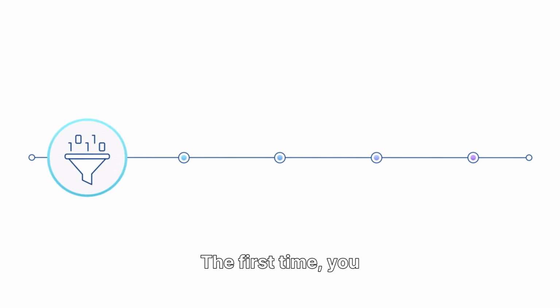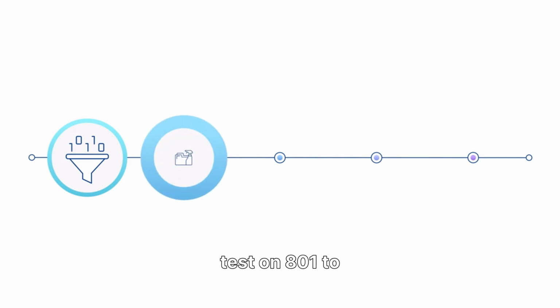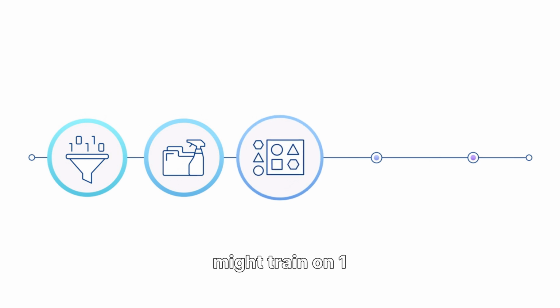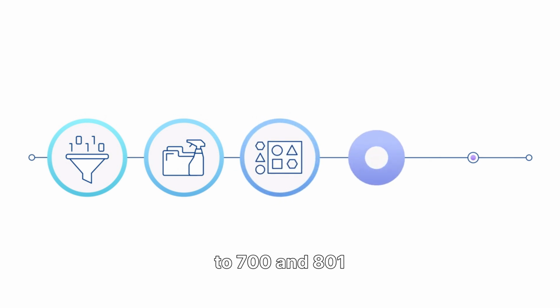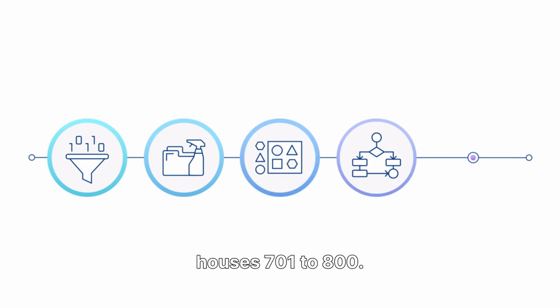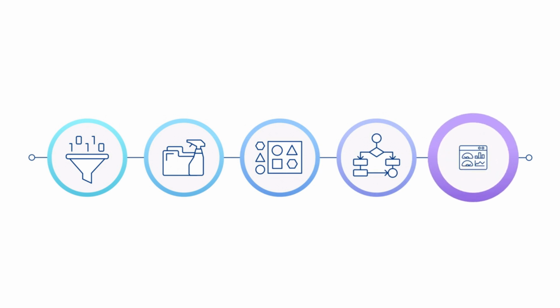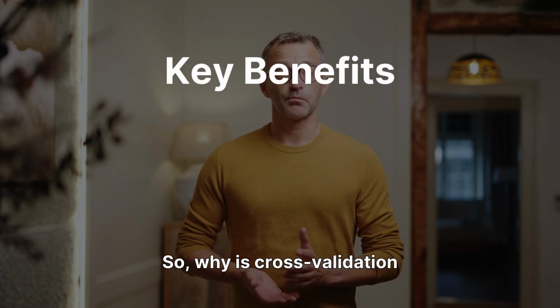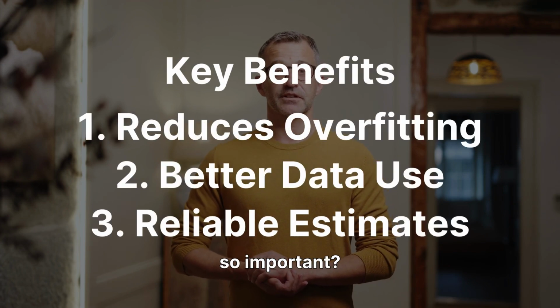The first time, you might train on houses 1 to 800 and test on 801 to 1000. The second time, you might train on 1 to 700 and 801 to 1000, testing on houses 701 to 800. When you average out the performance over all 5 folds, you get a more accurate representation of your model's predictive power. So, why is cross-validation so important?